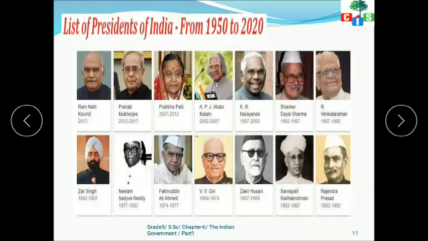This is the list of Presidents of India from 1950 to 2020, and it is very important for your knowledge. So you can see that after independence, who was our first President? Dr. Rajendra Prasad, and right now Mr. Ramnath Kovind. And do you know that Pratibha Patil was the only lady President in our country? She was the lady President in our country, right? So let's discuss the next.